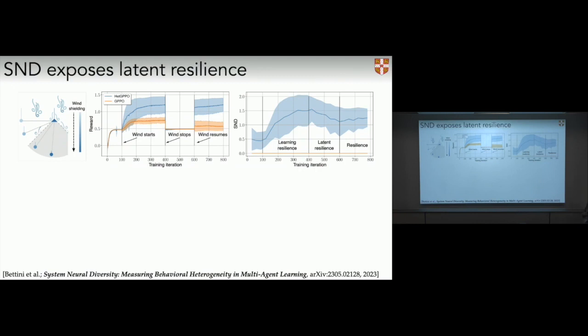Now what the SND shows us, and that is what's so interesting, is that in this phase where we have no disruption, we still have diversity in the system, even though the robots are doing the exact same thing. We call this latent resilience, because the robots have learned we have to be different. We have to be complementary to each other, because we don't know what's going to happen next, and if we're a diverse system, we're going to be more resilient to disruptions. That's what we call latent resilience. And only the SND metric is able to expose this latent resilience. We found this really, really interesting.